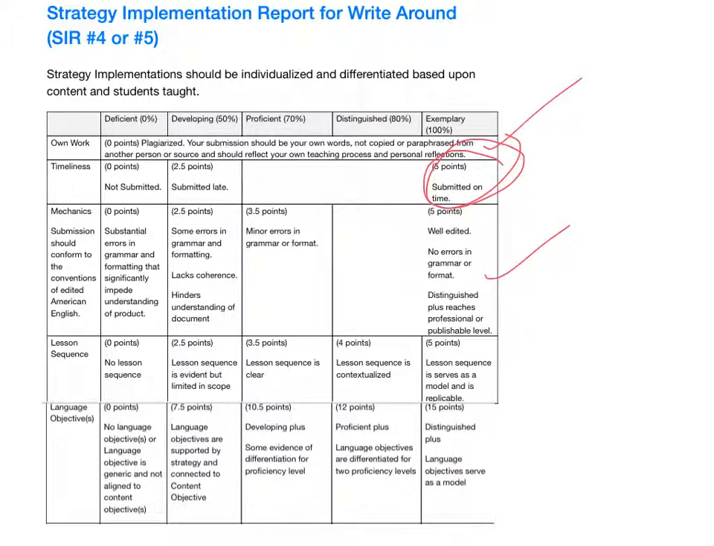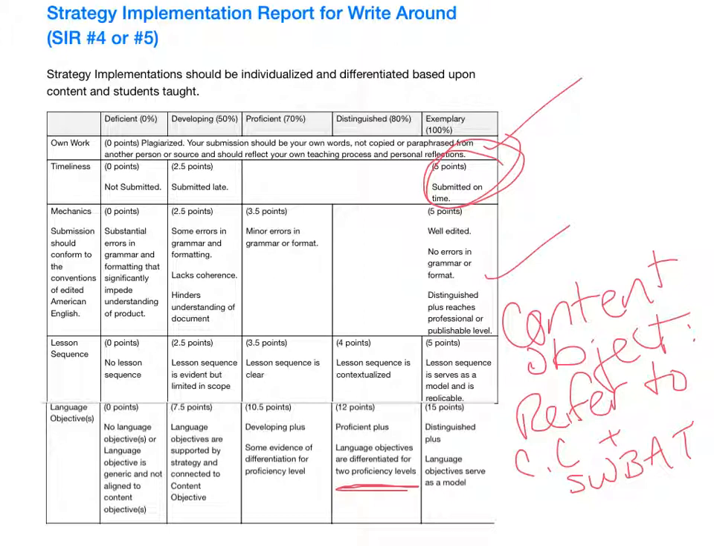If you look specifically at the language objectives, what I want to go over here is if you want distinguished, you differentiate for 2 proficiency levels. If you want exemplary, you would differentiate for more than 2 proficiency levels. I'm not sure where I cut out content objective, but for the content objective, refer to a specific Common Core standard, and tell me what the students will be able to do with that Common Core standard.